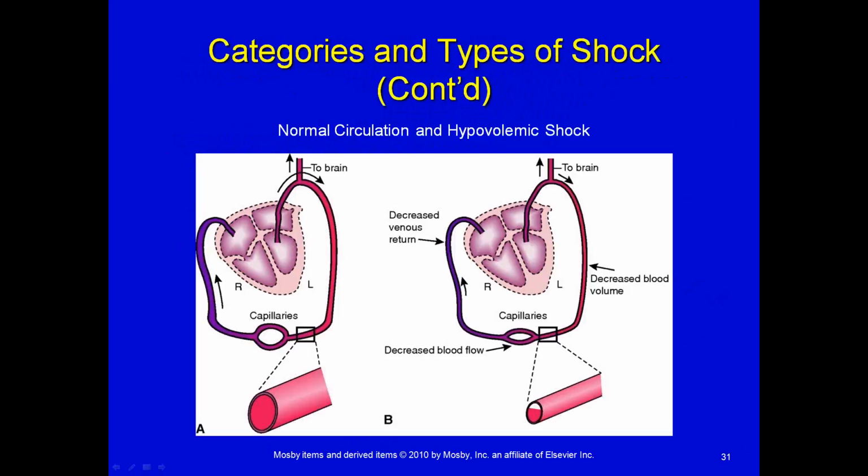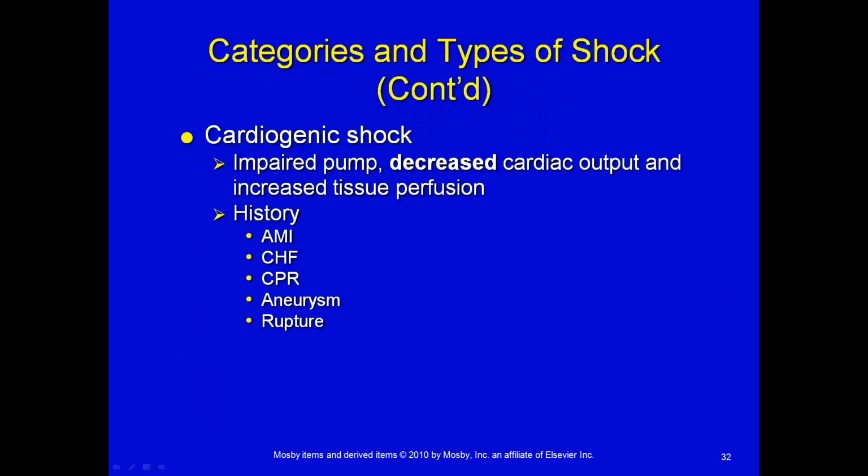So here is normal circulation on the left, and then with hypovolemic shock, in order to maintain adequate tissue perfusion, you have vasoconstriction. And that occurs from the release of things like norepinephrine. Epinephrine is going to increase the heart rate and strength of contraction in order to maintain pressure in the system.